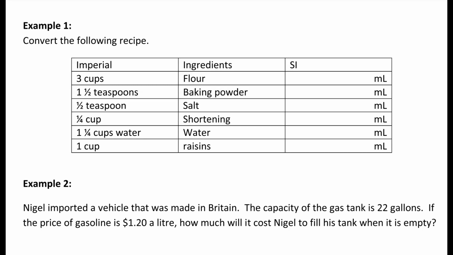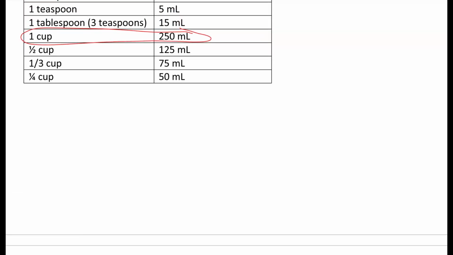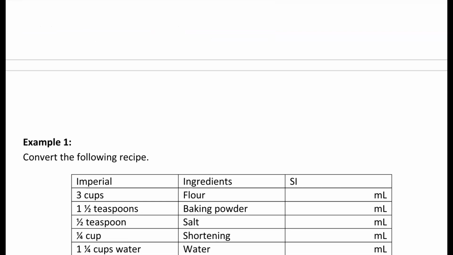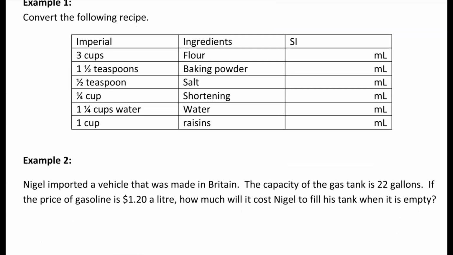Now, moving on to the second page, we have example 1 where we're looking at converting the following recipes. So we have 3 cups of flour and we want to put this into milliliters. Well, if we think back to this page here, we have 1 cup equals 250 milliliters. So we have 3 cups and we want to multiply it by 250 and we're going to get 750 milliliters.